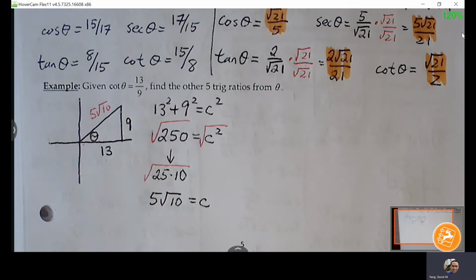All right, so two things that I want to make sure that you guys are careful about as you are creating your trig ratios. One, make sure that you're reducing your fractions at the end. Two, that you are rationalizing your denominator radical. Okay.